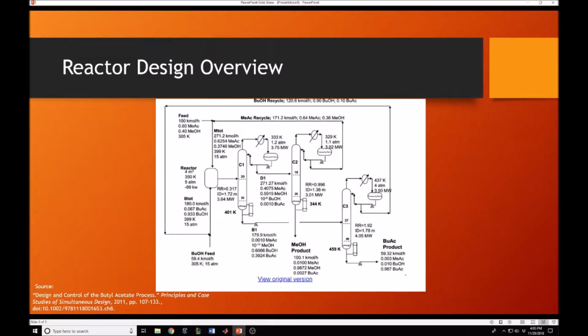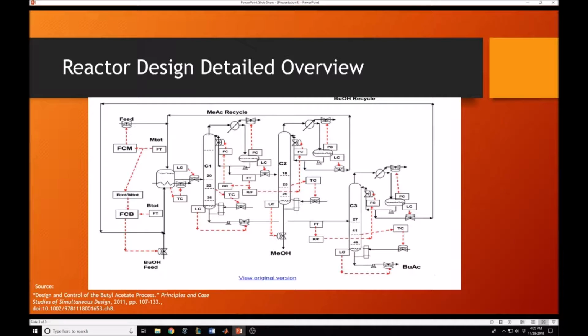For this project, we use this flow sheet as a general overview of what our design for the reactor should be. This is also cited right here. A more detailed version of the reactor can be found right here.